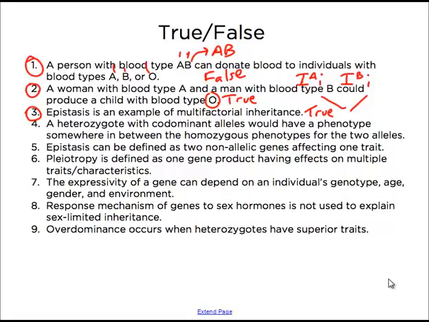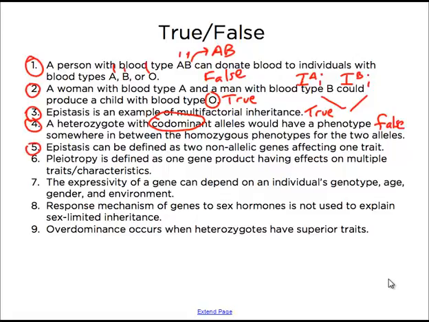Now, number 4, a heterozygote with codominant alleles would have a phenotype somewhere in between the homozygous phenotypes for the 2 alleles. What that's describing is what? It's not codominance, it's incomplete dominance. If it was codominance, we have said that the phenotype of the heterozygote would be to express both of the traits present in the homozygotes, right? Like in the case of AB blood, you're both A and B at the same time. There's no somewhere in between there. So that is definitely false.